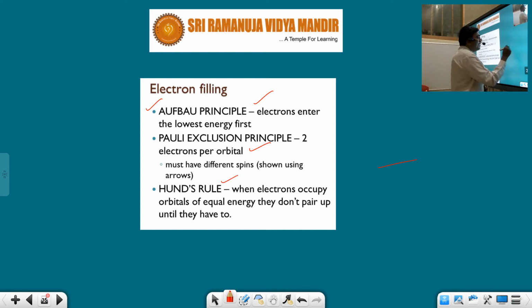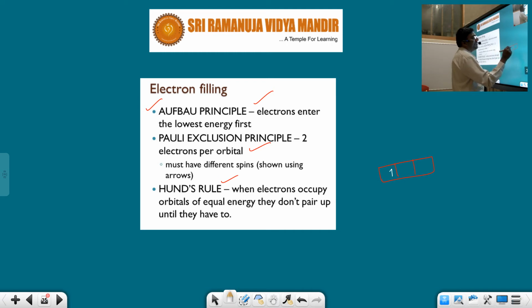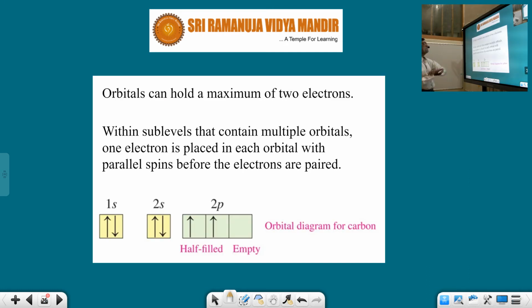For example, if you have a p orbital like this, can we fill like this? Can we fill like this? You cannot fill, because there are some rules which govern this. So let us see one by one systematically.